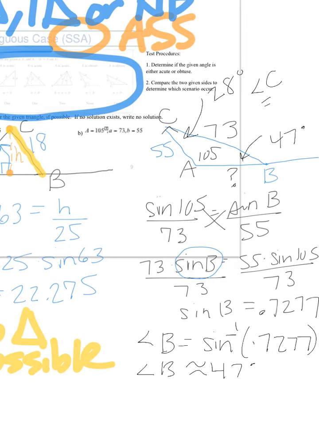So I'm going to just put the answer up top here. You can double check that, and we get 35.5. So in example A, we didn't have any triangles that you could build. In example B, we got one. And now we're going to get to the next example, which is my favorite.